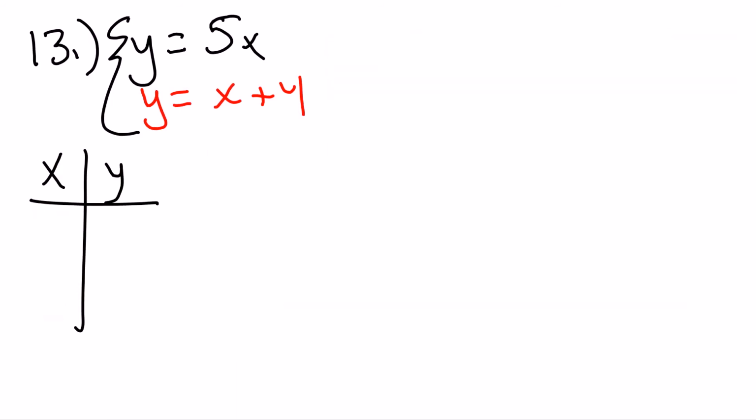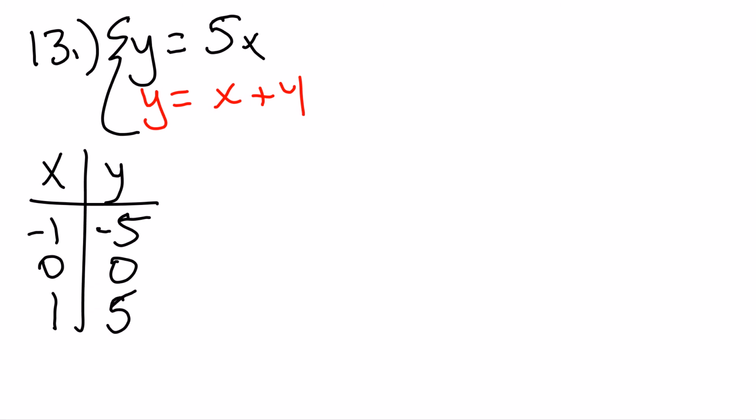All right, so 13. If you want, you can make XY charts, negative 1, 0, and 1. If you want to use slope-intercept form, that's fine too. Plug it in, negative 1 times 5 is negative 5, so y is equal to negative 5. Plug in 0, you get 0. Plug in 1, you get 5.